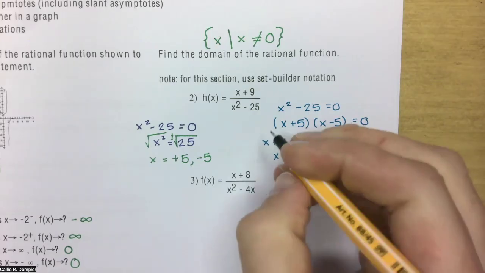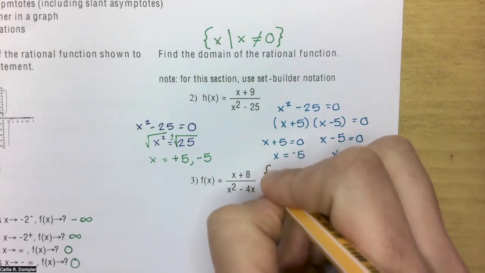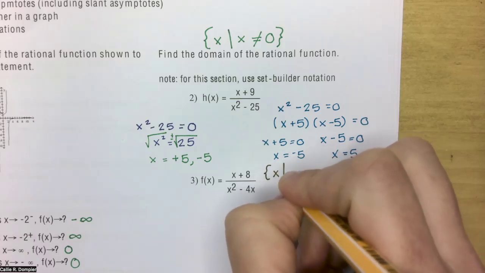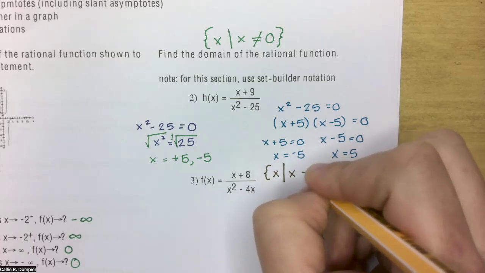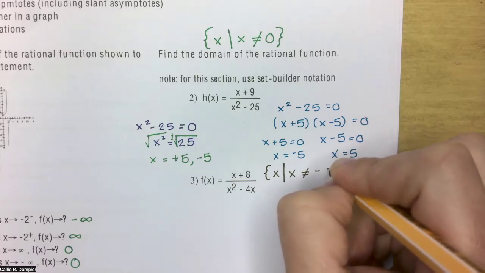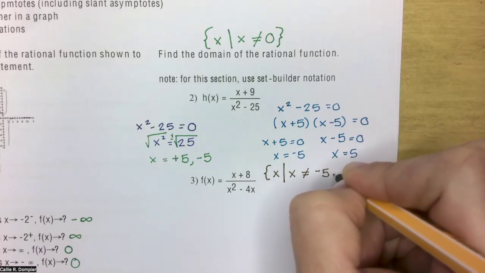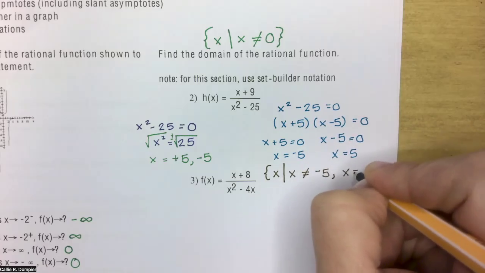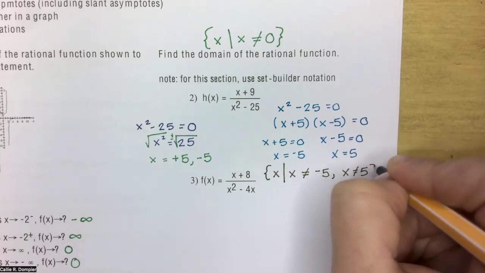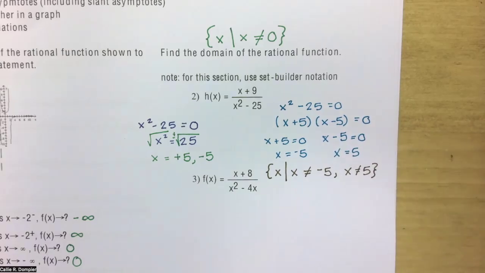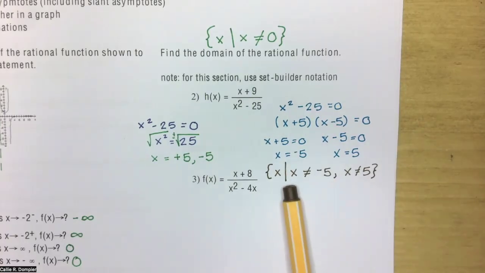So the way we're going to write it in set builder notation is open a bracket, x such that x is not equal to negative 5, x is not equal to 5. I start with a smaller number and then follow with the bigger number. All right, number 3, you're done. That is the domain. x is all real numbers except negative 5 and 5.